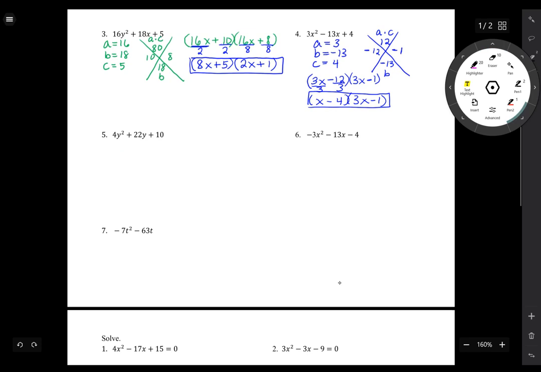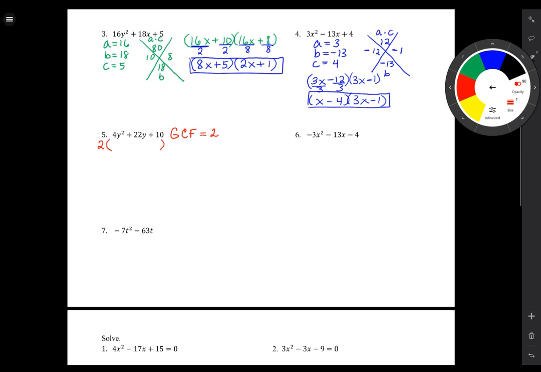Okay. All right, for this particular one, look at the numbers. You don't care about the variables. 4, 22, and 10 are all divisible by the largest number, and that number happens to be 2. Now, you don't get rid of that 2, but you write over here, the greatest common factor is 2. What do we do with the 2? We factor it out.